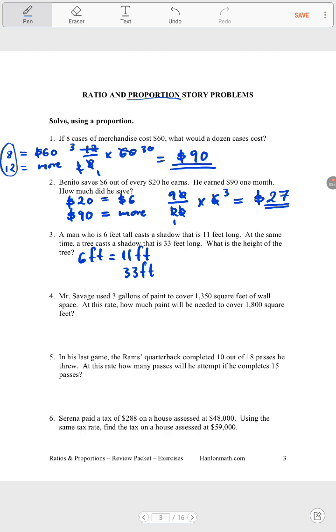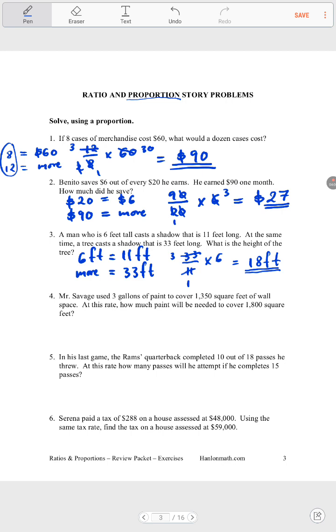So here we are saying it's supposed to be more. So here we are saying 33 over 11 times 6. So you say 11 into 11, 1. 11 into 33, that's 3. 3 times 6, that's 18. So we are saying the tree is 18 feet long.